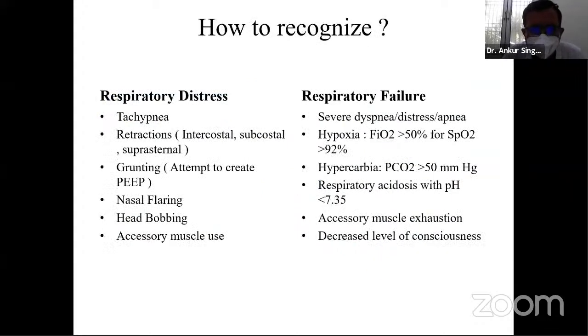So how to recognize? I have already told you about this slide. Respiratory distress is characterized by increased respiratory rate, retractions, grunting. Grunting is usually a lower respiratory sound from the lower respiratory tract, nasal flaring, head bobbing, and accessory muscles of respiration. When it becomes end organ damage, like whenever there is associated decreased level of consciousness, whenever the child is in shock, or there are some biochemical derangements, then the child lands up in respiratory failure. This is very important to recognize.